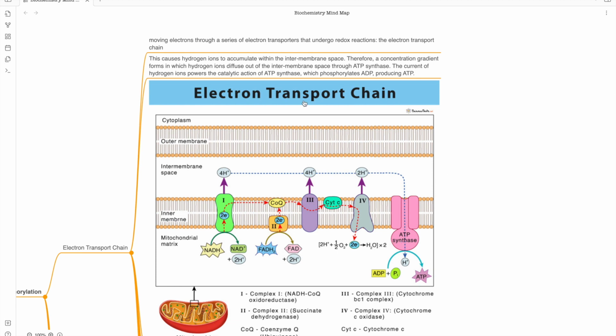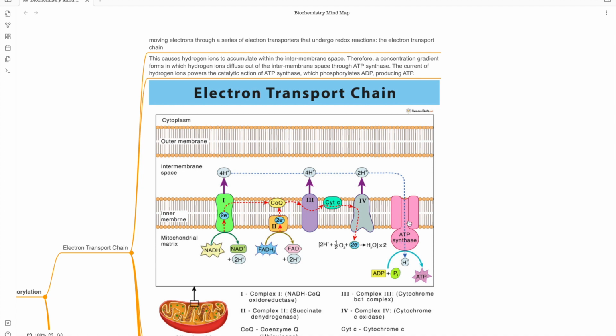The first point I have written here is that the electron transport chain moves electrons through a series of electron transporters that undergo redox reactions, meaning oxidation and reduction reactions. These cause hydrogen ions to accumulate within the intermembrane space. Before that, we should remember that this electron transport chain consists of four major complexes, which are very core to oxidative phosphorylation: complex 1, 2, 3 and 4. There is another complex, complex 5, known as ATP synthase, which is also required for ATP synthesis.